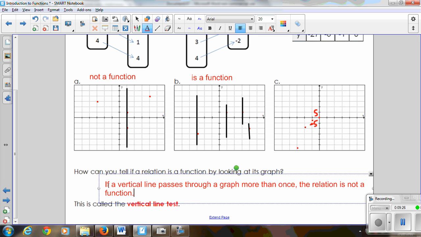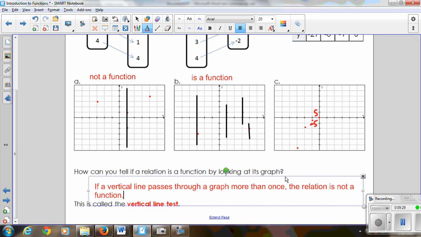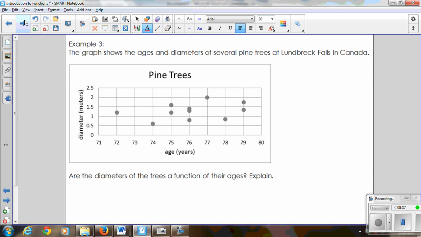Okay. Now, all of the graphs that we've seen are considered what we call a scatter plot. Obviously, a relation and a function can also be written with an equation. And so in that case, we'd have a smooth curve or a line instead of a series of points. Example 3 is just a realistic application.